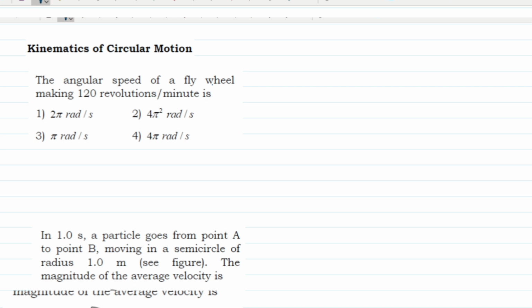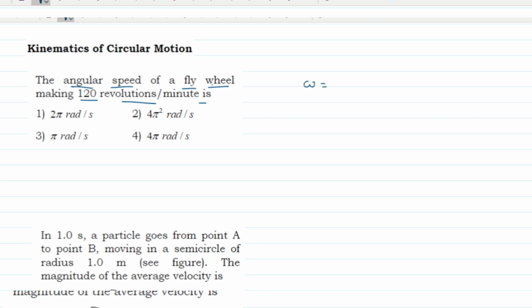In this video we are going to be discussing kinematics of circular motion problems. The first question says the angular speed of the flywheel is given as 120 revolutions per minute. So the flywheel is making 120 revolutions per minute, and they are asking for the angular speed. So let us take here angular speed.